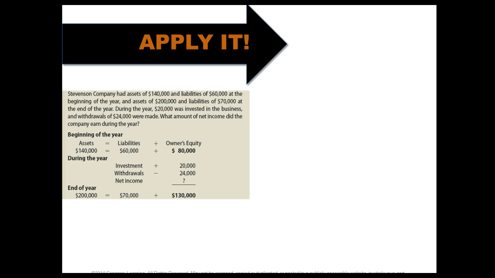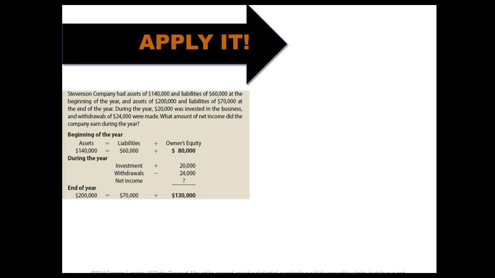Okay, let's look at this one. Stevenson Company had assets of $140,000 and liabilities of $60,000 at the beginning of the year, and assets of $200,000 and liabilities of $70,000 at the end of the year. During the year, $20,000 was invested in the business and withdrawals of $24,000 were made. What amount of net income did the company earn during the year?